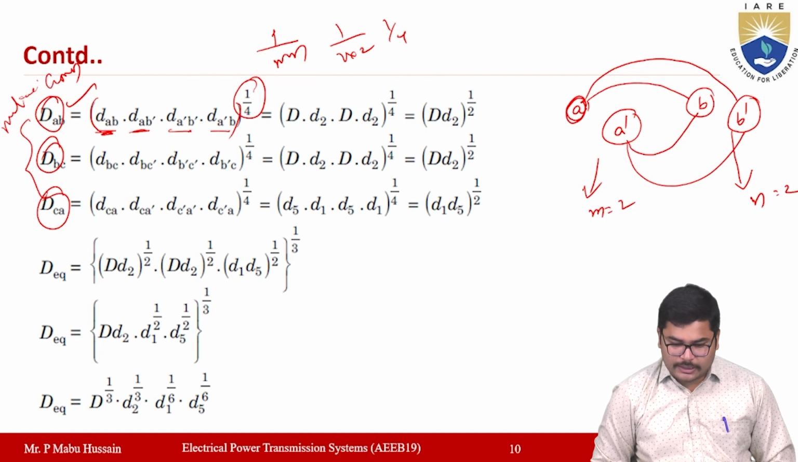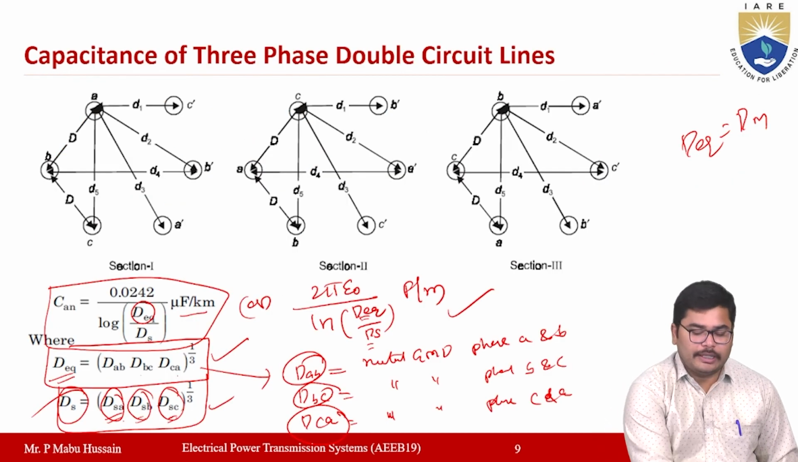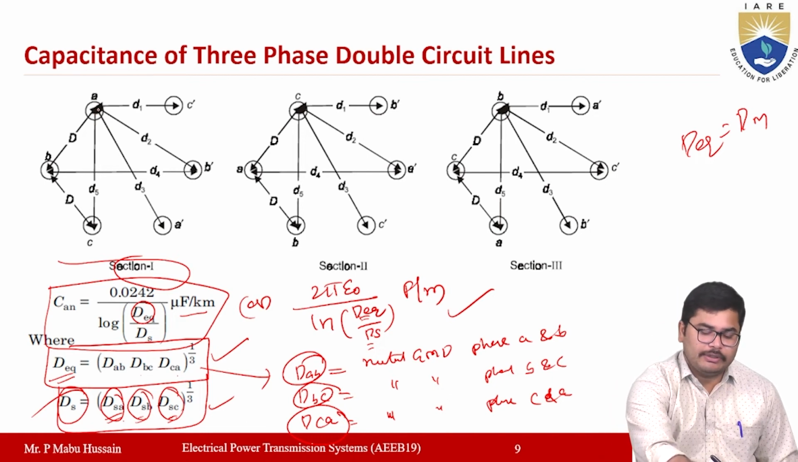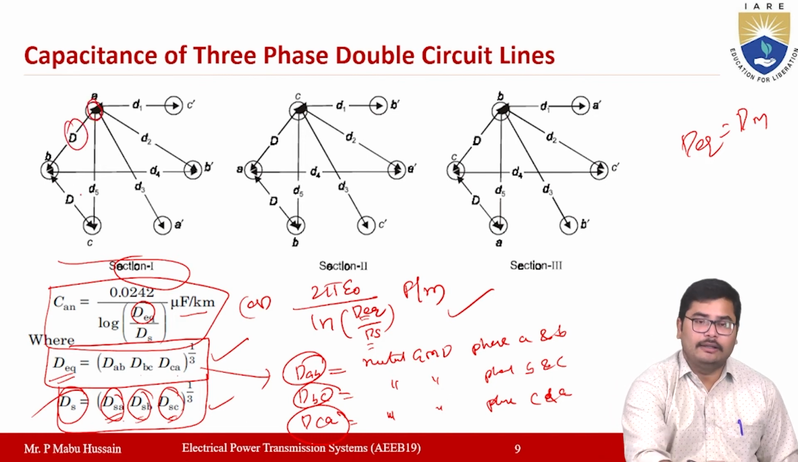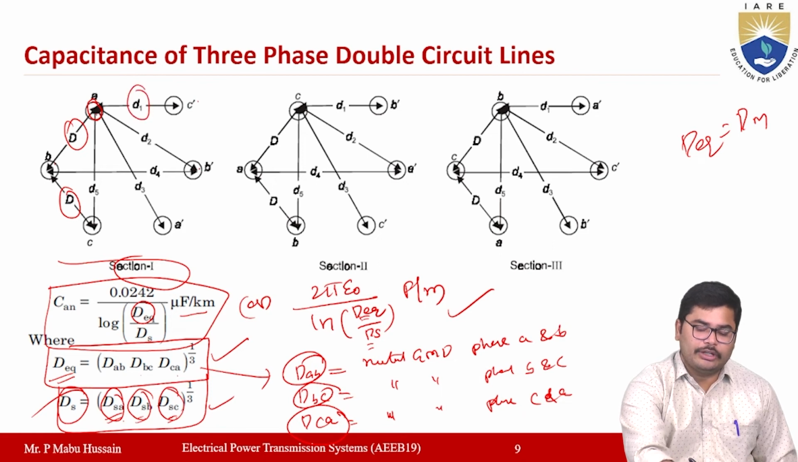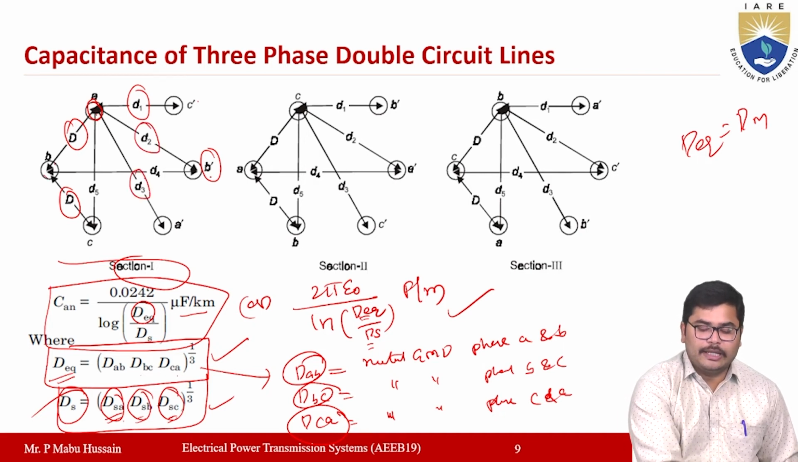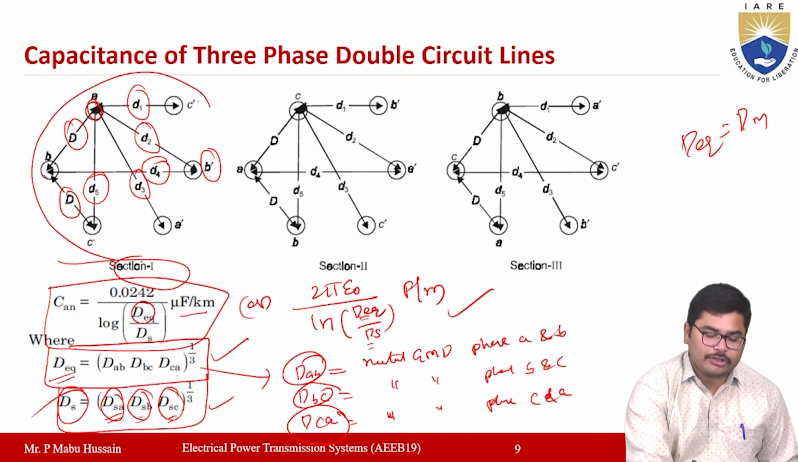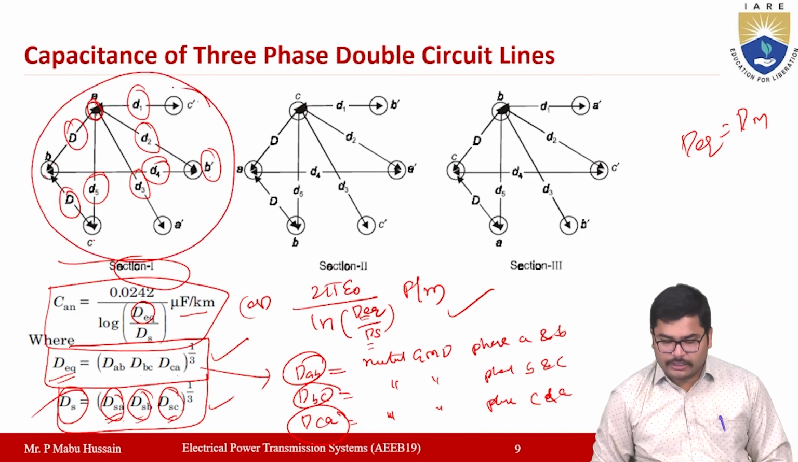Now, after transposition, in the diagram and in section 1 we are assuming that the distance between A and B is capital D and the distance between B and C is capital D, the distance from A to C dash is D1, A to B dash is D2, A to A dash is D3, B to B dash is D4 and A to C is D5. Like that we have assumed here. So based upon our assumptions, you have to derive the equations here.